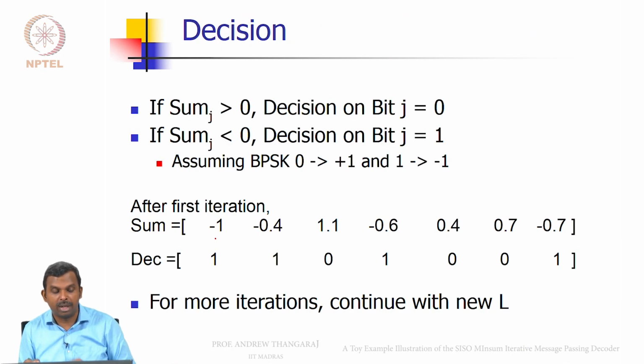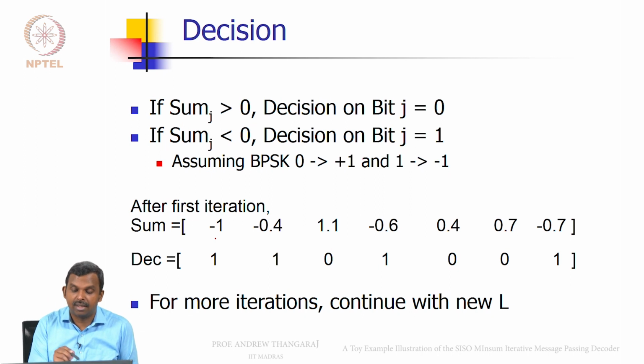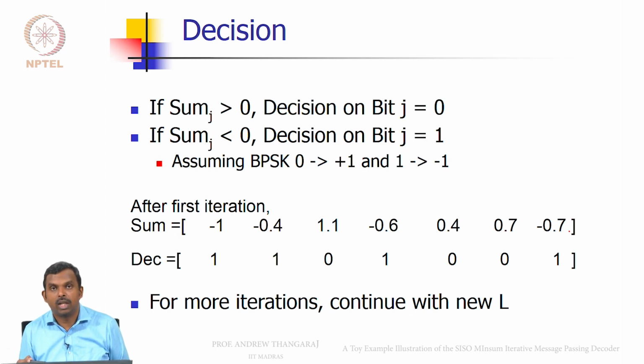So, how do you make decision? If sum j is greater than 0, decision on bit j is 0. If it is less than 0, decision on bit j is 1. So, after the first iteration this was your sum and your decoded value is this. For more iterations you keep continuing with the new L. I illustrated this in the previous slide as well.